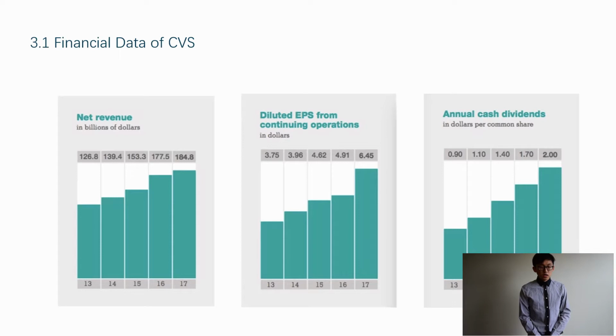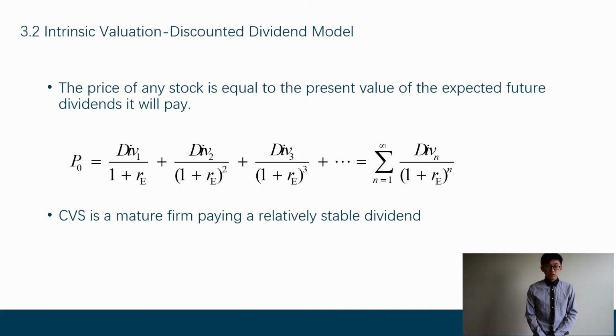As we can see in this chart, the net revenue, diluted EPS, and annual cash dividends are growing steadily from 2013 to 2017. The net revenue grew from 126 to 184, and diluted EPS grew from 3.75 to 6.45. The annual cash dividends grew from 0.9 to 2. And now let's welcome my colleague Xiaomeng to talk about the intrinsic valuation.